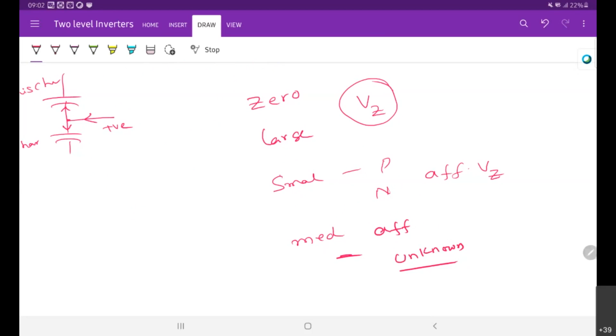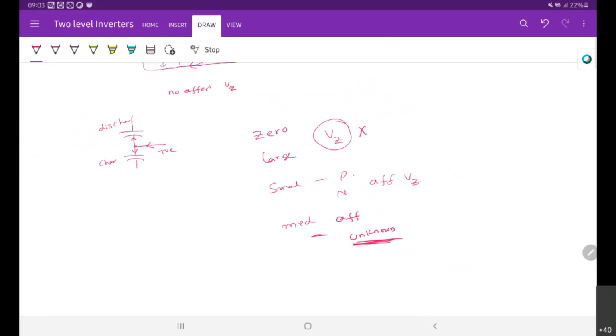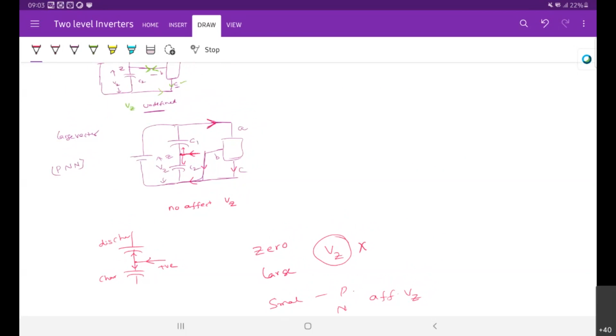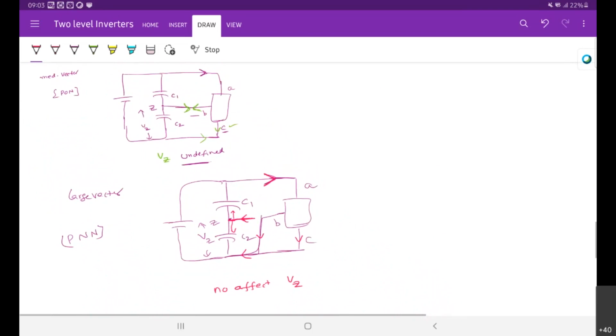So zero vectors are not affecting this one. P type and N type vectors affect Vz, but their actions are opposite. In case of medium vectors, it is affecting the neutral point voltage, but whether it is increasing or decreasing is unknown. In other words, you need to analyze it more to determine whether it is positive or negative. Clear?